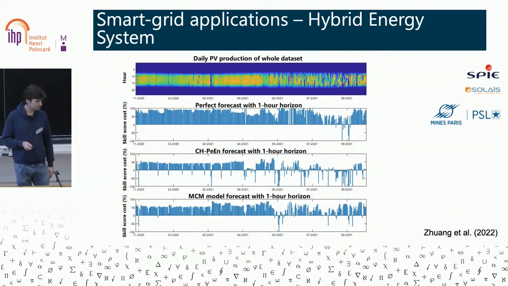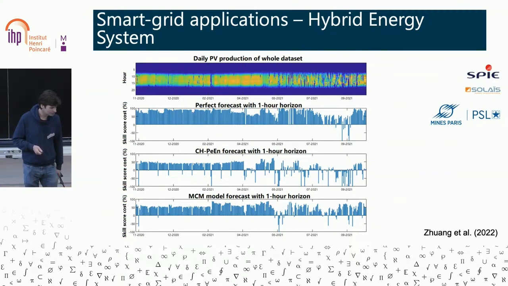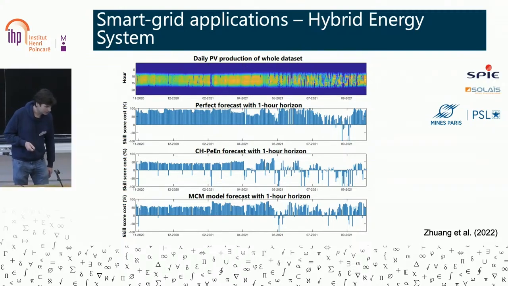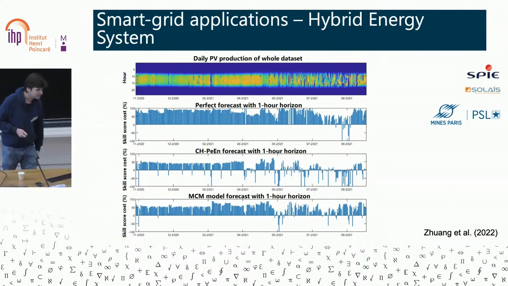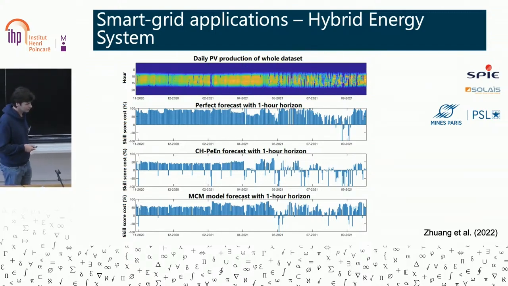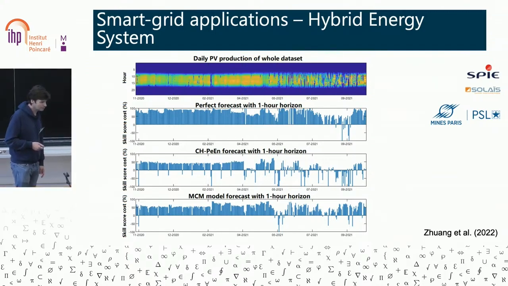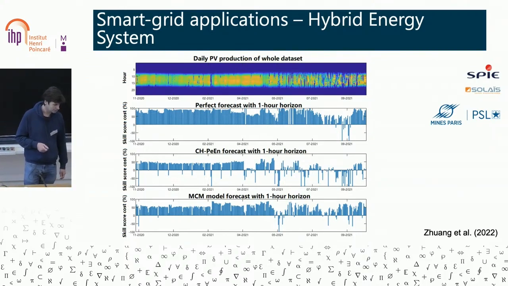Some other results of this genset: the idea was if we have a perfect forecast, we can save a lot. Actually, it's not oil, it's cost. It's money. So you can see that the skill score concerning the cost is higher when we have a perfect forecast, and when we have a less good forecast, the score is inferior.